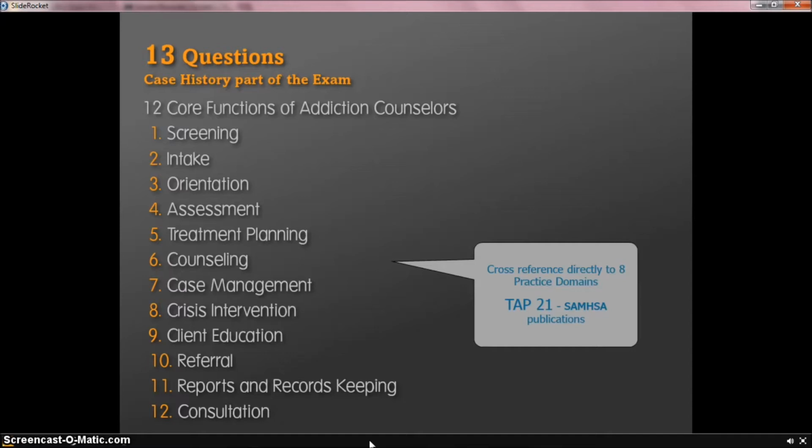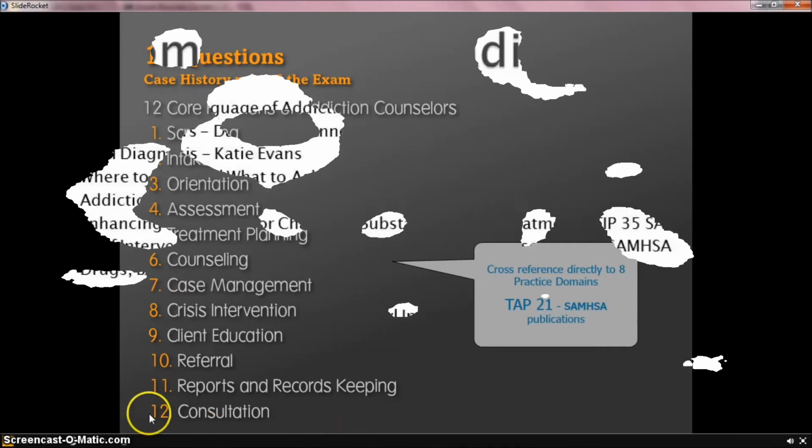And you might see questions about ethical and professional responsibilities as well in relation to a case study. So just make sure that you identify whether the 12 core functions are there, and if they're there, if they were conducted correctly and appropriately, or if they were not done in an ethical manner.